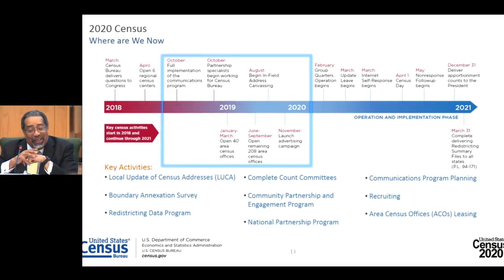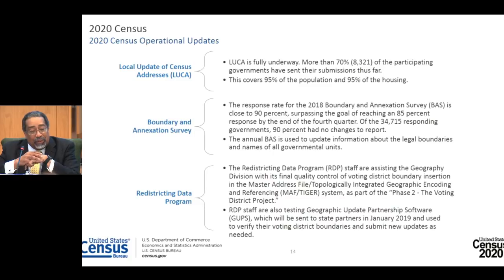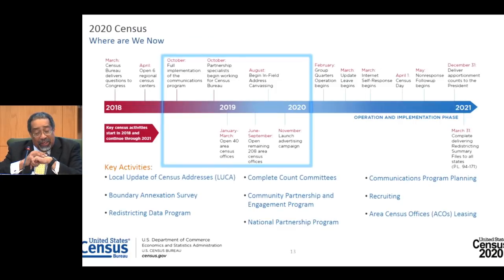Anyway, there we go. As we convert from testing and evaluation to plans for execution, we have a lot going on. In the next few slides, I will touch on the key activities highlighted here. LUCA is fully underway. More than 70%, 8,321, of the participating governments have sent their submissions in so far. This covers 95% of the population and 95% of the housing units in the nation.